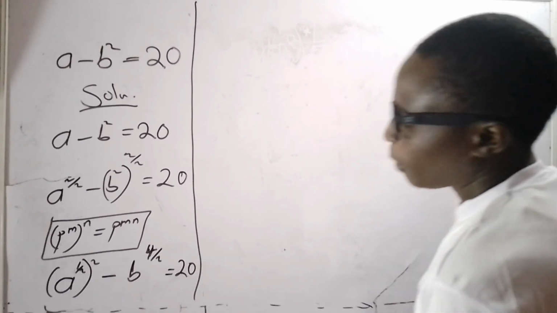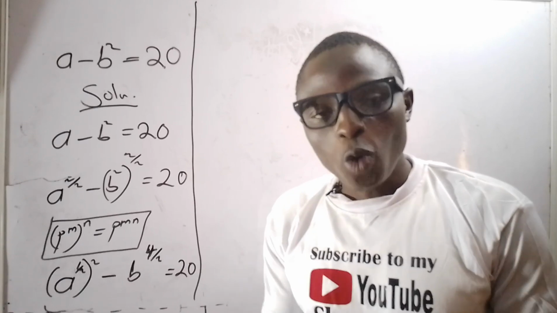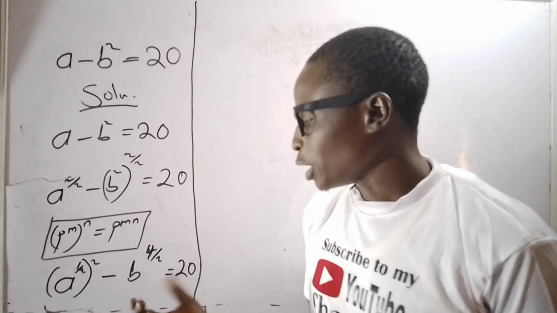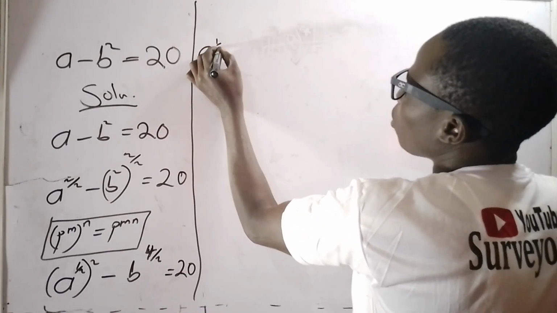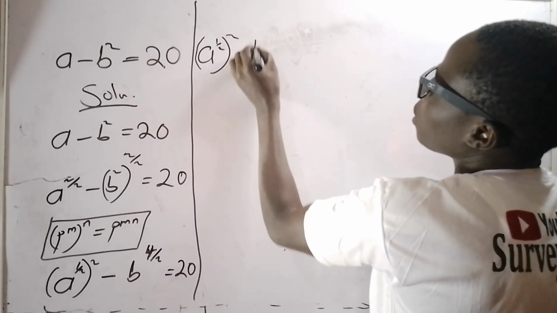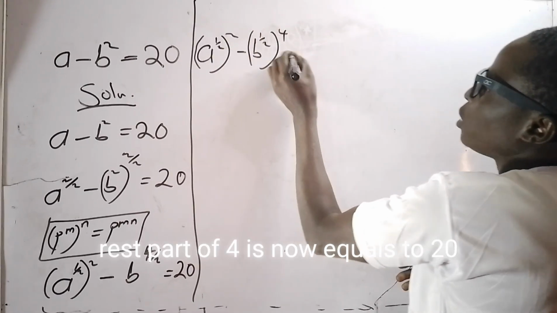So this 4 over 2 is the same thing as 1 over 2 times 4. 1 over 2 times 4 is the same thing as 4 over 2. So this is a raised to the power of 1 over 2, squared, minus b raised to the power of 1 over 2, raised to the power of 4, is now equal to 20.